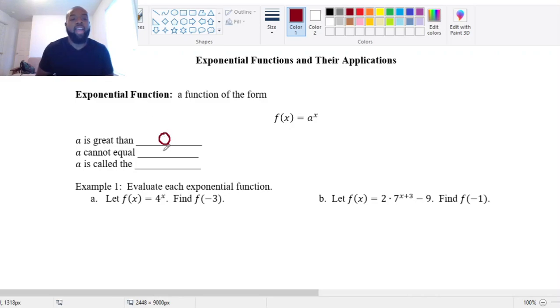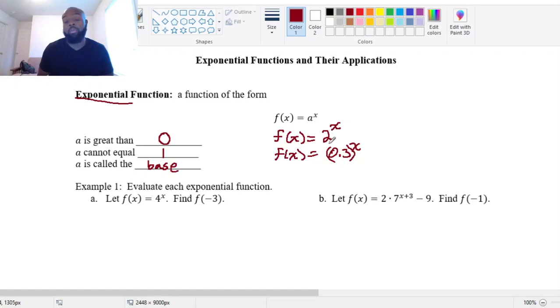It's going to be not equal to 1, and a is called your base. So there's going to be a number, and your variable is actually your exponent, which is why we call these exponential functions. An example of an exponential function is something like f of x equals 2 to the x, or f of x equals 0.3 to the x. Those are considered exponential functions. Sometimes you will see them written with the number in parentheses, sometimes not. The choice is yours as to how you want to write those.